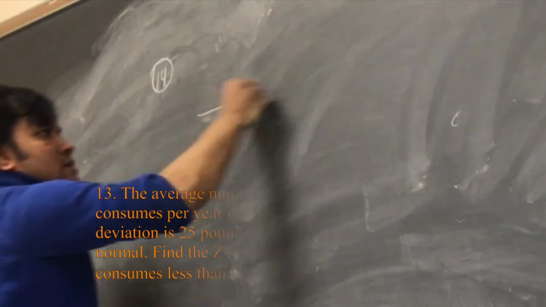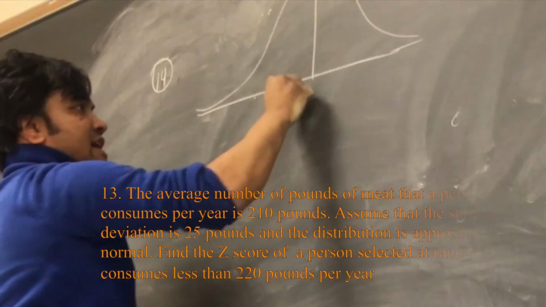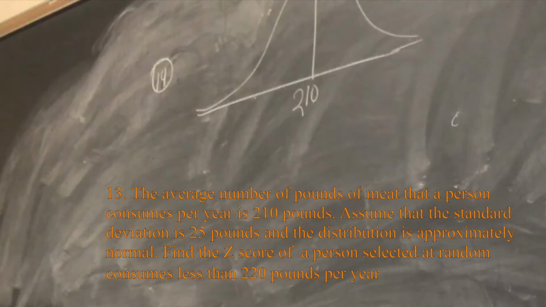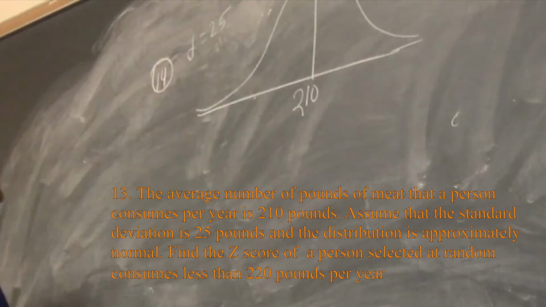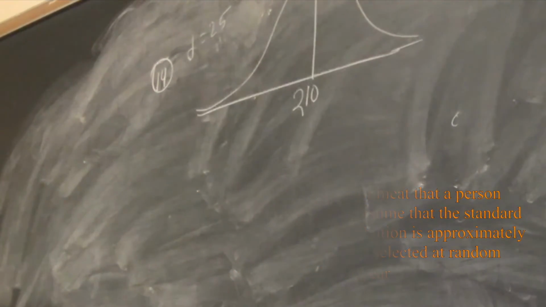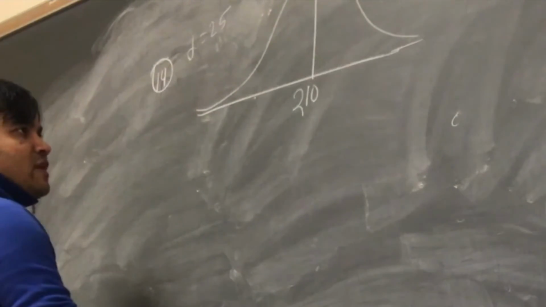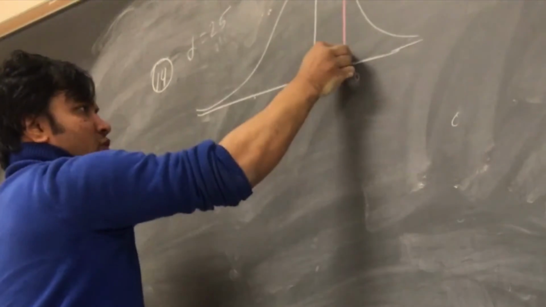Okay. Average is 210. Assume that the standard deviation is 25. And the distribution is approximately normal. Find the Z-score of a person selected at random, assume less than 220 pounds. A person who eats less than 220 pounds.